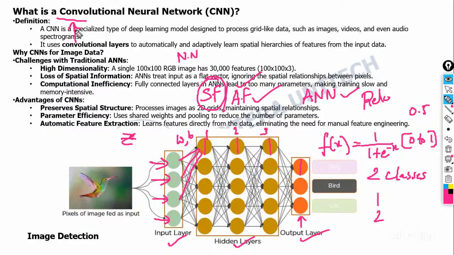Making sense? ReLU uses the formula f of x equals max of 0 comma x. That means the range of ReLU will be 0 to infinity. So what does this mean? Can we get any negative value if we use ReLU as the activation function in a hidden layer? No, we cannot get a negative value as output.